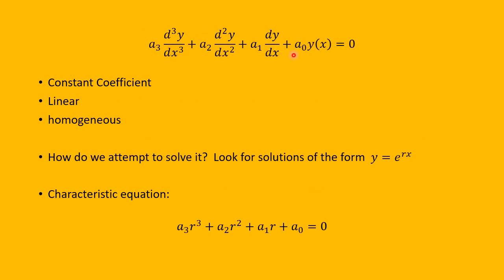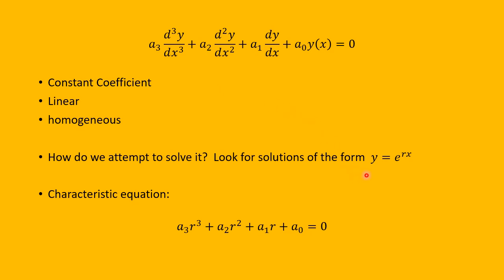So let's consider this third order differential equation, homogeneous, linear, where we have constant coefficients. a3, a2, a sub 1, a sub 0 are just constants like 3 or 4 or minus 2. So it's constant coefficient, linear, and homogeneous. We have 0 on the right-hand side. We know that this equation is going to have three linearly independent solutions. And the question is, how do we attempt it? Well, the same way that we did in second order equations.